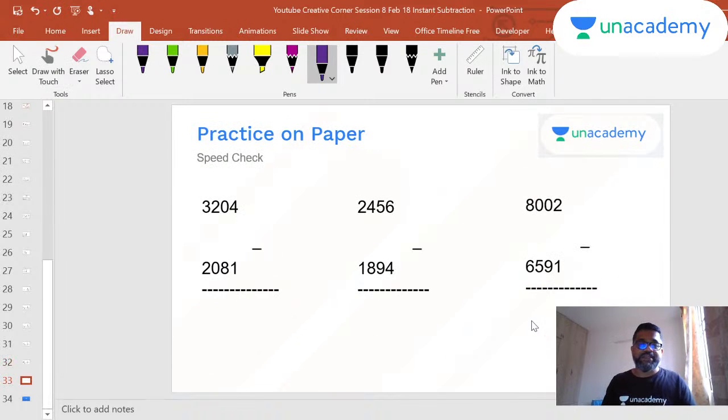Do you want to practice this? Either we can do it together, or you can put it in the comments. We have about a minute only left. So I don't know whether we can practice, but try this out quickly.